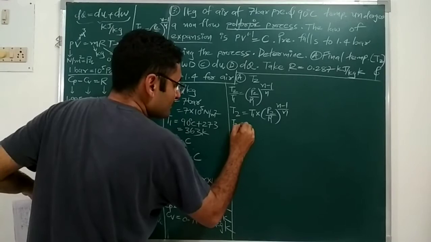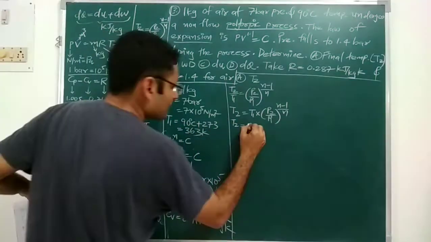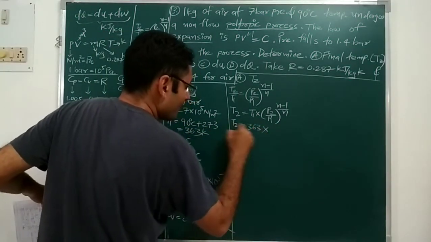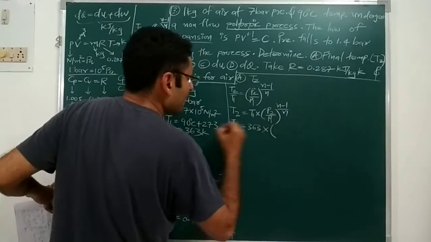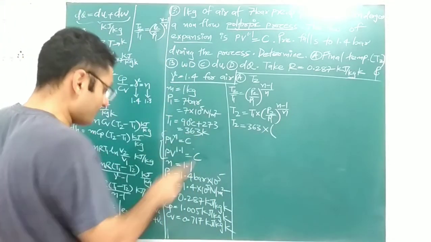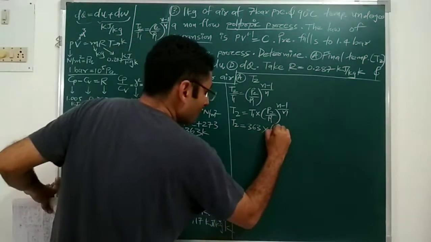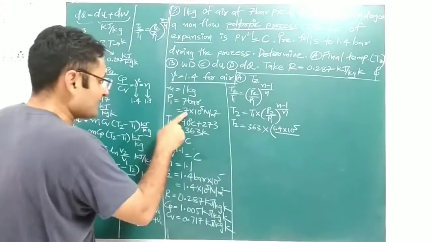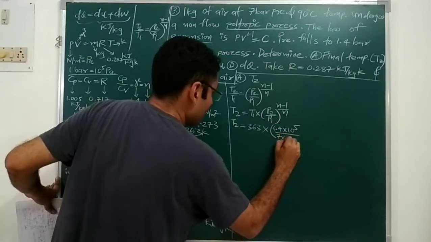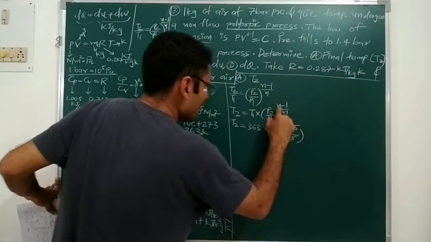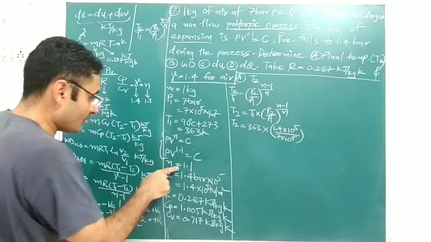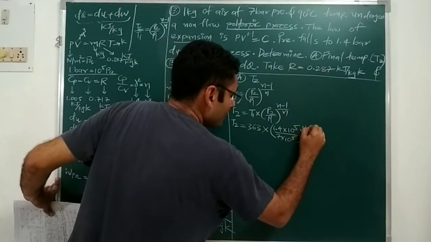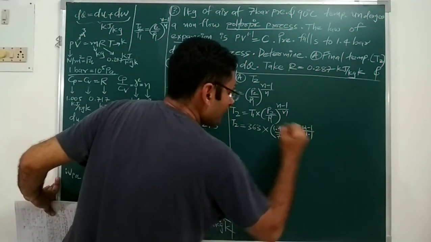So T2 is equal to, T1 is given, 363 Kelvin. So the answer for T2 will be in Kelvin. P2 by P1. P2 is 1.4 into 10 raised to 5 divided by P1, which is given as 7 into 10 raised to 5, whole raised to n, n is 1.1, so whole raised to 1.1 minus 1 divided by 1.1.